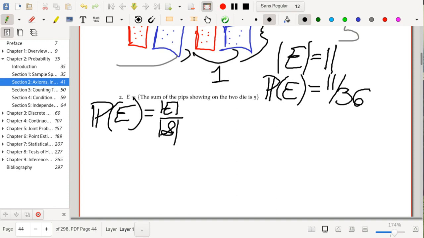All right. So let's use that now for this next problem, where E is the event where the sum of the pips showing on the two dice is 5. How many outcomes are there where the sum is going to be 5? Let's start listing out things in this sample space. I've been writing the red die first. So can the red die be 1? Yeah, sure, why not? The red die can be 1.